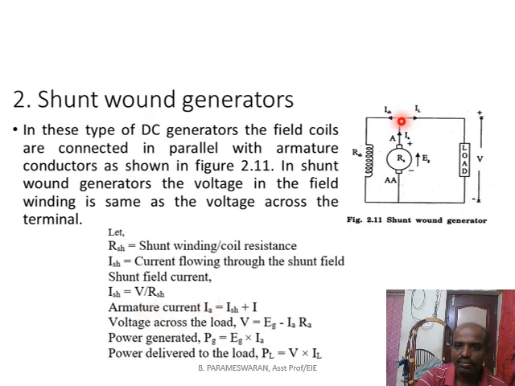Here in this node we apply KCL. The IL and Ish currents are leaving, and the Ia current is entering this node. So we can write Ia equal to Ish plus IL. The voltage across the load is found by applying KVL in this loop, and we get V equal to Eg minus Ia Ra. For the power developed, the current will be Ia and the generated EMF will be Eg, so we write Eg into Ia. The power delivered to the load will be PL equal to V into IL.